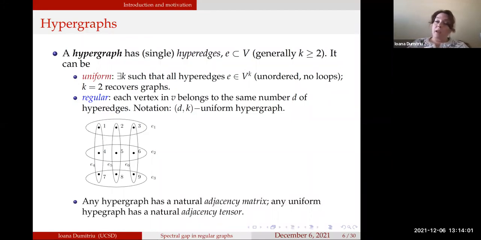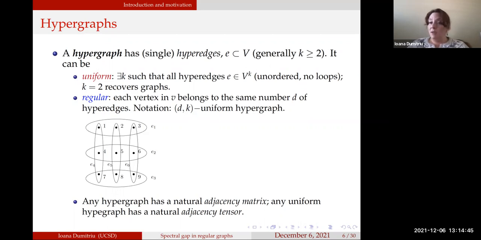Now, I talked about spectral gap, so that suggests the existence of a spectrum. So you might be familiar with the fact that graphs have a variety of matrices associated to them. And so you can be comfortable talking about the spectrum of a graph, even though I haven't specified which matrix we'll be studying. But what about hypergraphs? Well, it turns out that any hypergraph also has a natural adjacency matrix. In fact, you can define a whole hierarchy of adjacency matrices for them, but there's one that's in particular very natural and turns out to be very useful.